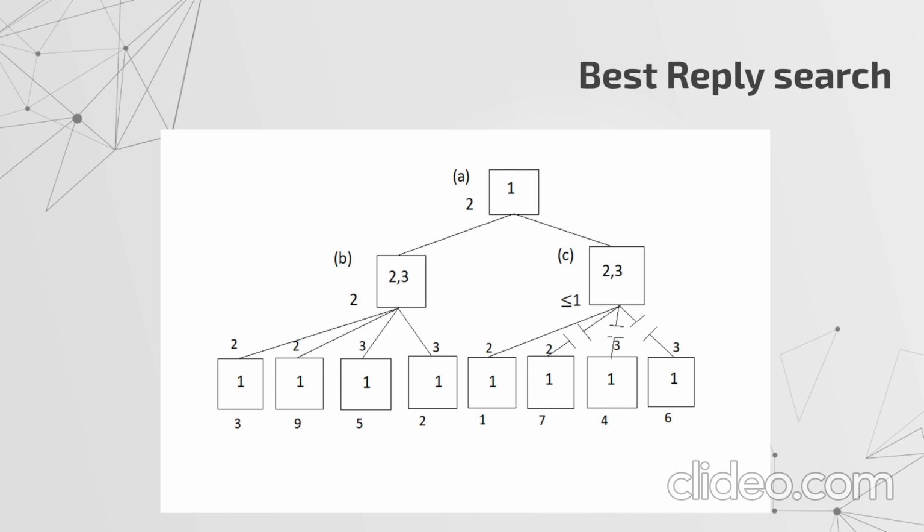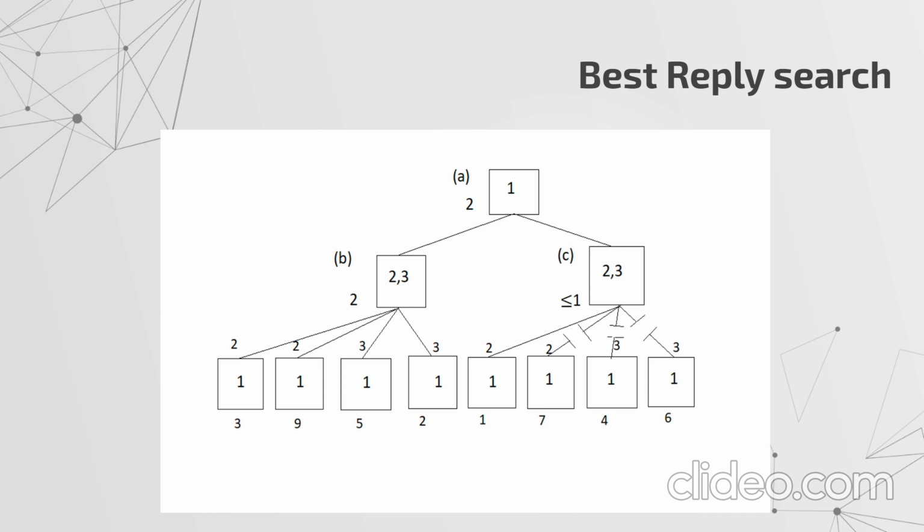Node B and node C are labeled 2, 3, which represents one of the opponents, that is, player 2 or 3, who is allowed to make a counter move. The labels near the edges underneath nodes B and C indicate which player's move is played. At the next ply, it is again player 1's turn to play. Node B is assigned the value 2, because player 3 has the strongest counter move.